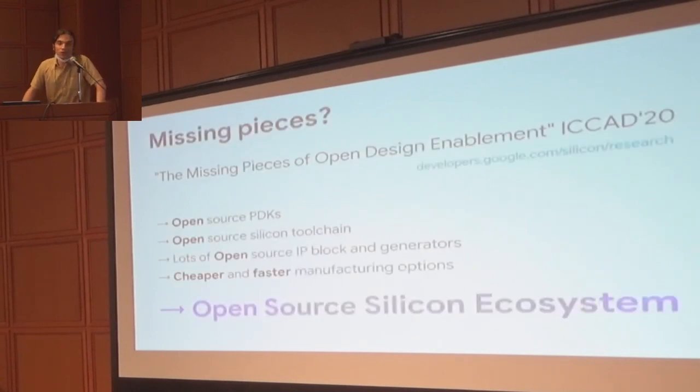Two years ago, we sent a paper at ICCAD about the missing pieces to build an open source silicon ecosystem. We identified that for an open source silicon ecosystem to exist, we needed an open source PDK, an open source silicon toolchain, a list of open source IP that people can reuse, and cheaper and faster manufacturing options. This talk will be about what we tried to do for two years to improve on those fronts.